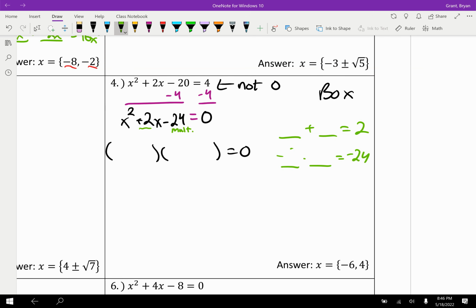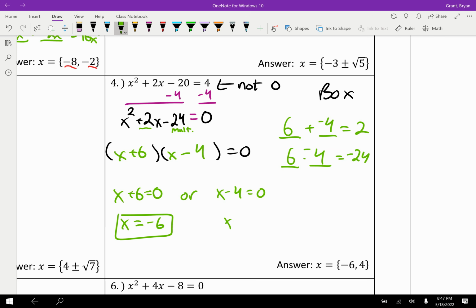This to me looks like negative 6 and positive 4. No, other way around. 6 and negative 4. Because 6 minus 4 is 2. 6 times negative 4 is negative 24. And bam, we're factored. X plus 6 times x minus 2. Ha! Nope. Times x minus 4. There we go. Alright. 2 equations. X plus 6 equals 0, or x minus 4 equals 0. Subtract your 6 from each side, add your 4 to each side, and we've matched our answer.